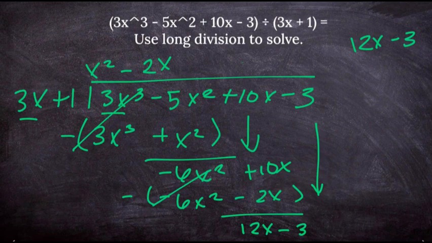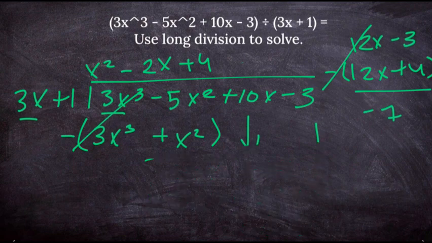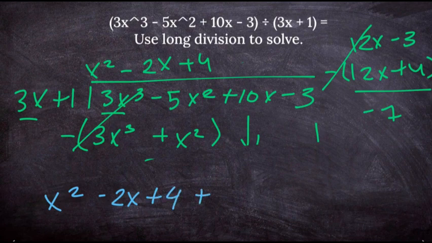We can multiply by plus 4 because 3x times 4 is 12x. So we have 12x here, the minus sign. 4 times 1 is 4, so we do plus 4 here. And this cancels out, obviously. But -3 minus 4 leaves us with -7. So we do have a remainder in this problem. So to write out our final answer, we would write it out as, let's do it in blue, x squared minus 2x plus 4 plus -7 divided by 3x plus 1.